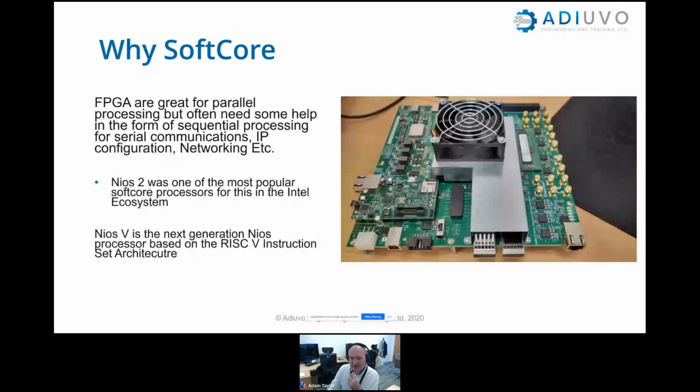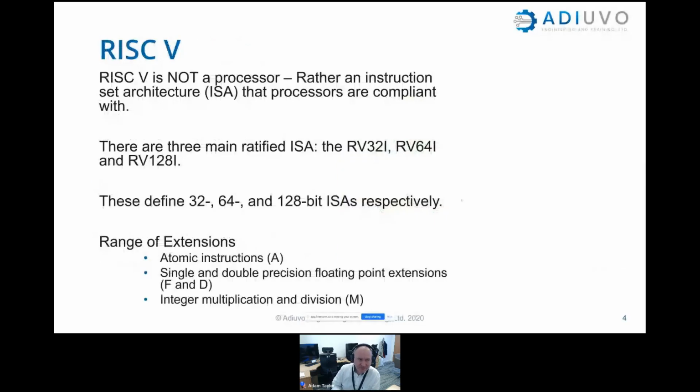So RISC-V is a nice evolution step. It's quite interesting to see Intel, of course, working with the Nios 5 architecture, with the RISC-V ISA. So let's just dispel a couple of things beforehand as we talk a little bit about what RISC-V is.